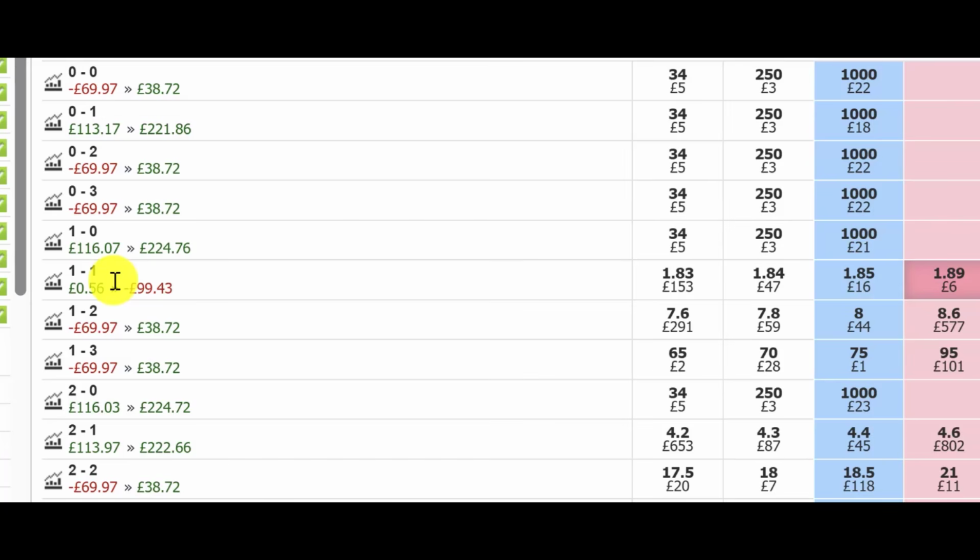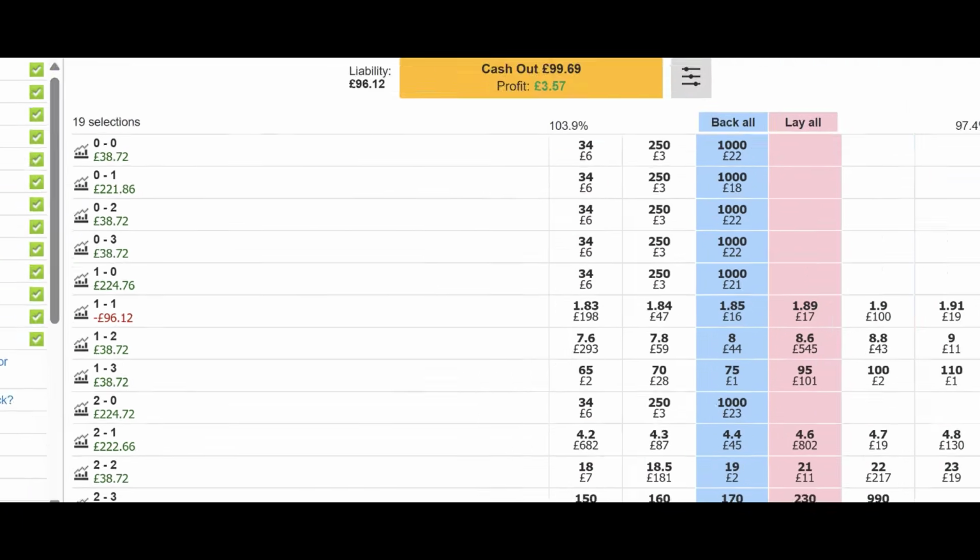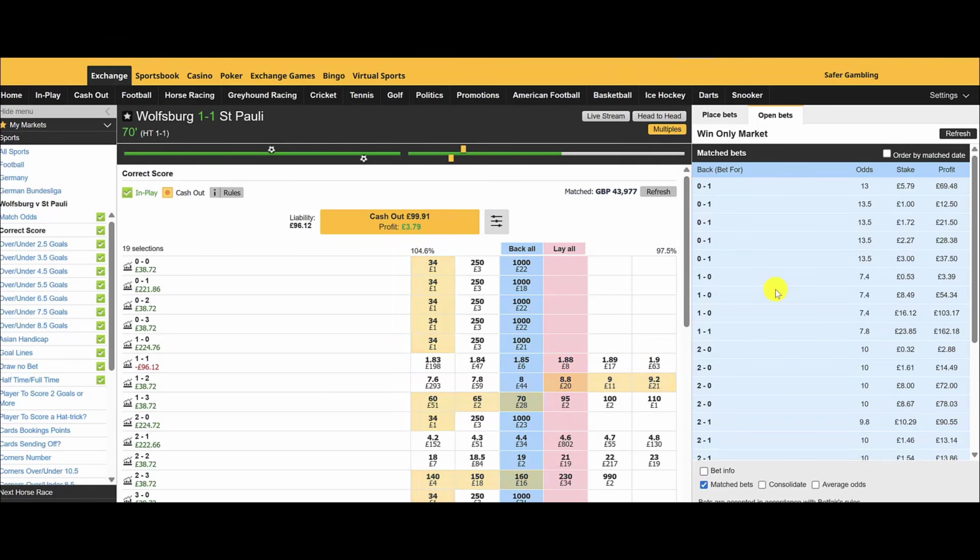Because we are expecting a goal. A goal is overdue. We're suspecting it's going to be to Wolfsburg, but if it does go to St Pauli, then obviously we're staring down the barrel of the loss. But what we can see from the data is that we're more likely to get a goal than not.